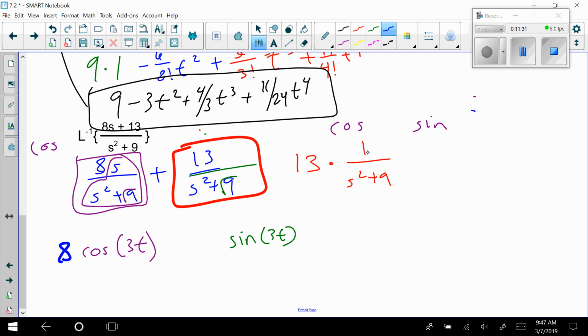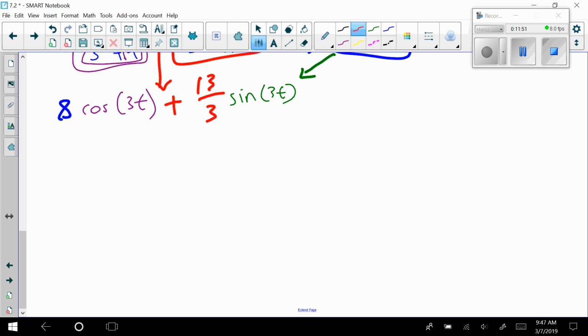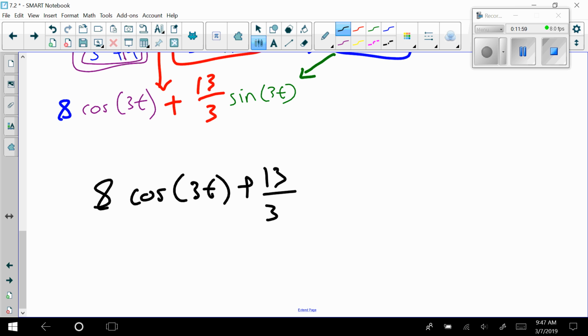I don't want it to be a 1 up there. I need it to be a 3. If I put a 3 up there, I have to put a 3 down here. Now, this thing here is that, which means this 13 over 3 is going to have to get dropped down out front. Plus sign here drops, and I have it. Okay, so the inverse Laplace would be 8 cosine of 3t plus 13 thirds sine of 3t. Okay, so you're going to need that table with you dang near at all times.